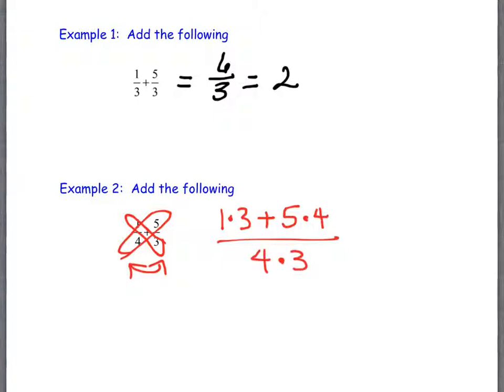It's called an algorithm. An algorithm is just a simple process for doing something. This one's pretty easy to remember, which is helpful. So if you've got 1 times 3, you've got 3. 5 times 4 is 20. And then 4 times 3, 12. And if I reduce, what do I get? 23 over 12.